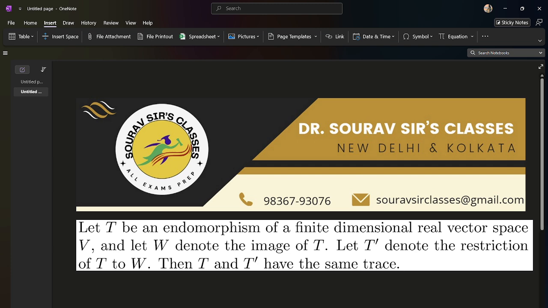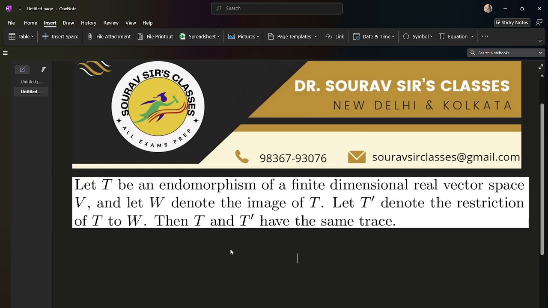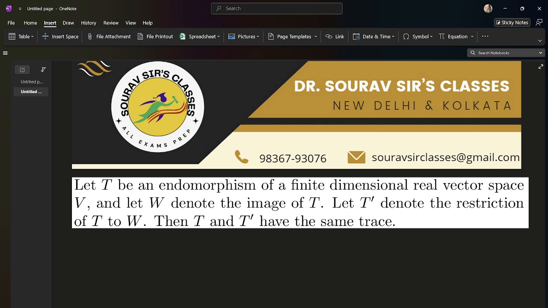Now we are going to do a question from our TIFR GS 2025. The question says: let T be an endomorphism of a finite dimensional real vector space V, and let W denote the image of T. Let T' denote the restriction of T to W. Then T and T' have the same trace. So what can be done?